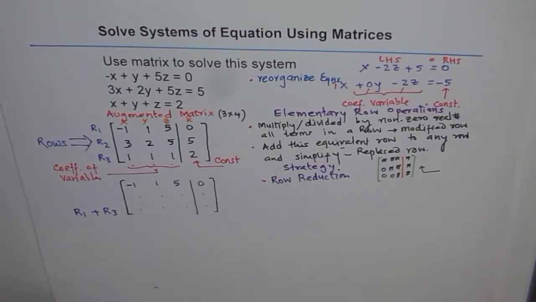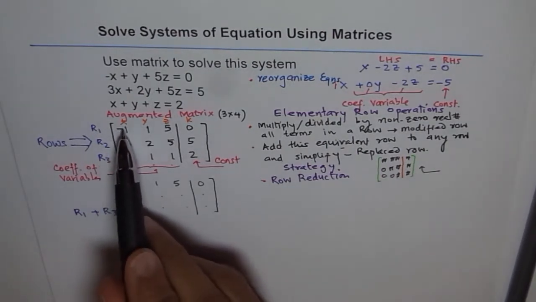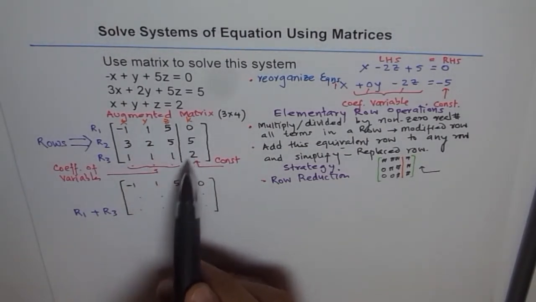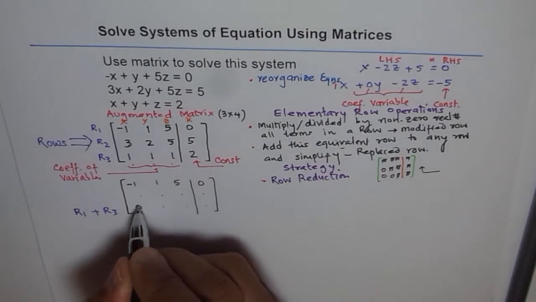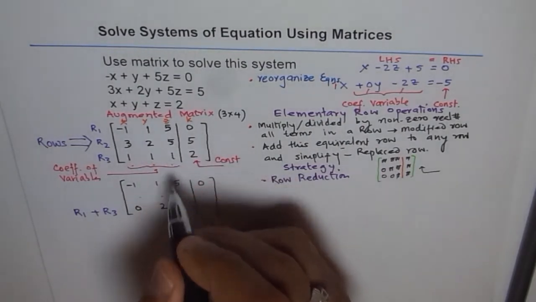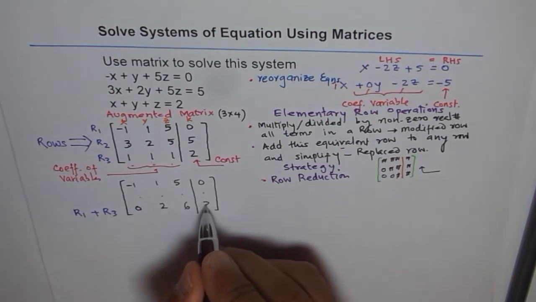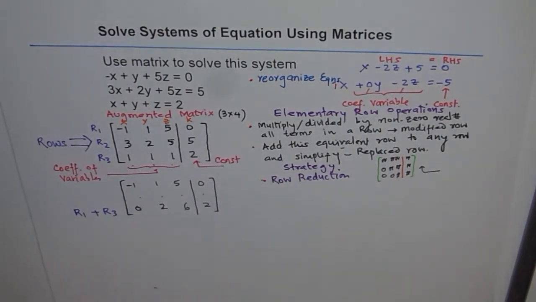We have to write what we are doing so that we can check what we have done. Now we do R1 plus R3. That means adding this to this, this to this, this to this, and writing our new values. That is what I call a modified replaced row. When I do that, I get a 0 here, 1 plus 1 is 2, 5 plus 1 is 6, and 0 plus 2 is 2. So this is my row 3, which is now replaced with 0, 2, 6, 2. It is equivalent to our system. The system's solution is not changed. Yes, the matrix has changed.